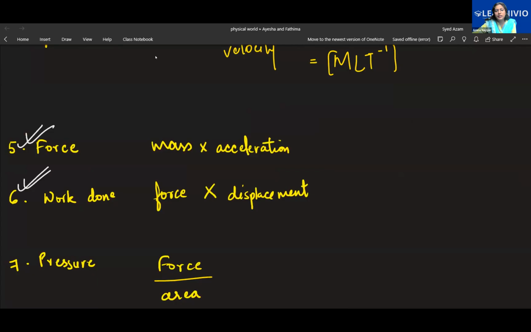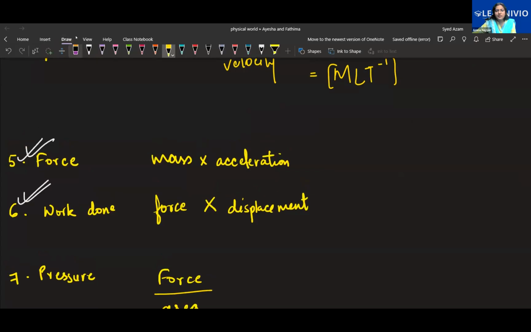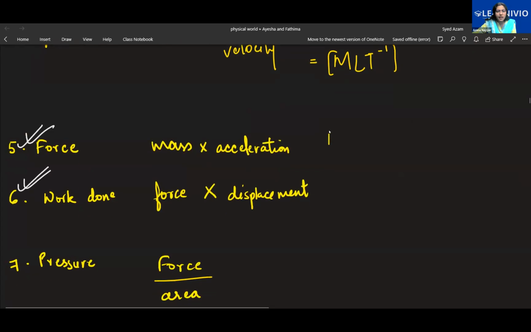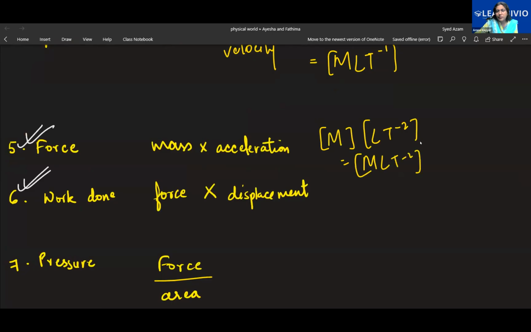So yes, mass into acceleration we were discussing. So this is m into LT to the power minus 2, that is MLT to the power minus 2. Class, if you remember these, it will be very helpful. The SI unit is Newton, the CGS unit is dyne. We'll see some questions, but not today, time is not there. Whenever we have our next class, your timings and all will be changed.